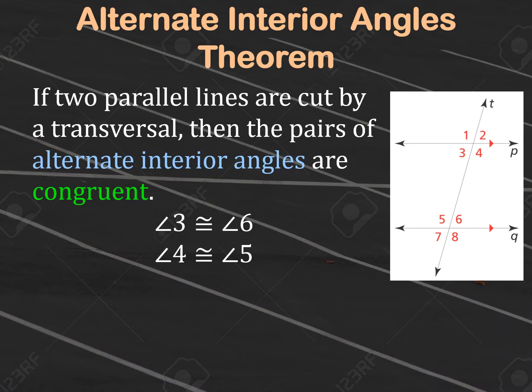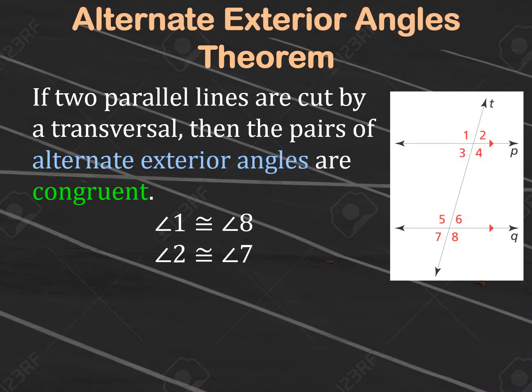Alternate interior angles, remember, are both inside the two lines intersected by the transversal, but they're on opposite sides. Alternate interior angles are also congruent. So angles 3 and 6 and angles 4 and 5 are congruent. You can tell by the shape: 3 and 6 are both acute, 4 and 5 are both obtuse.